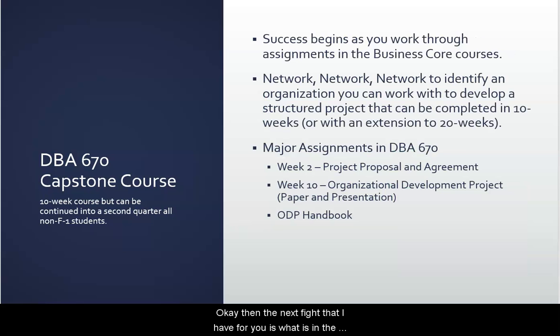Okay, then the next slide that I have for you is what is in the DBA 670 Capstone course. And success, well, first of all, it is a 10-week course, 1 credit long. It can move into a second credit or a second course, a second quarter, if you will, if it is one of those projects that takes longer, or let's say you didn't prepare it well enough in advance to come into the first quarter with a strong project that you could work on. Of course, any students that are F1 type students, you have to finish in that 10-week course.